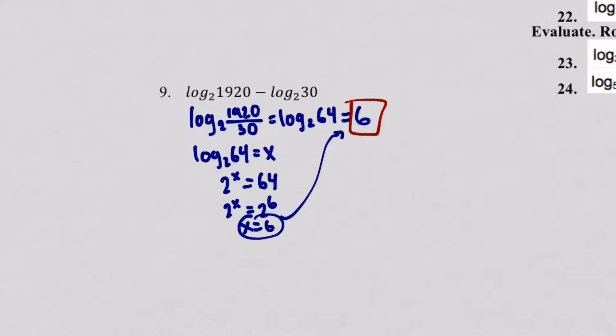And if you're asking yourself, how did you get 6? Here's what I did. I took this, set it equal to some variable x, then changed it to exponential form. 2 to the x power equals 64. Then I noticed that 64 is a power of 2. It is 2 to the 6th power. And therefore x equals 6. So this is just going to be 6.